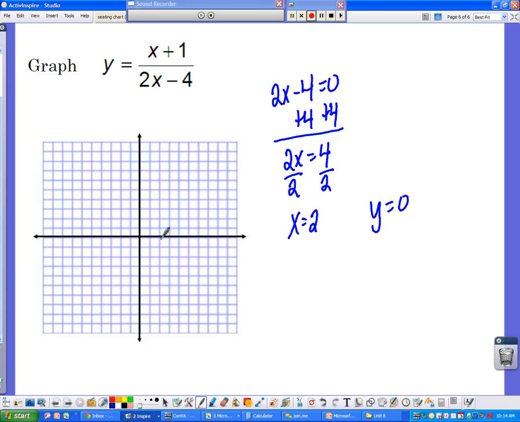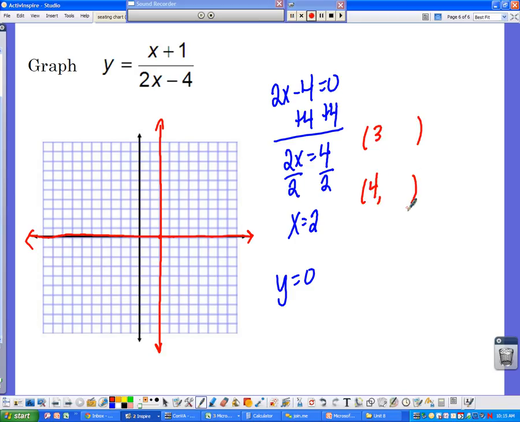So I get x is 2. We've been doing our asymptotes in red, so let's just continue that trend. So there's x equals 2. And my other asymptote is right along the x-axis, where y is 0. Now, just like what we've been doing before, we need to pick 2 points that are greater than 2. So we're going to pick 3 and 4.